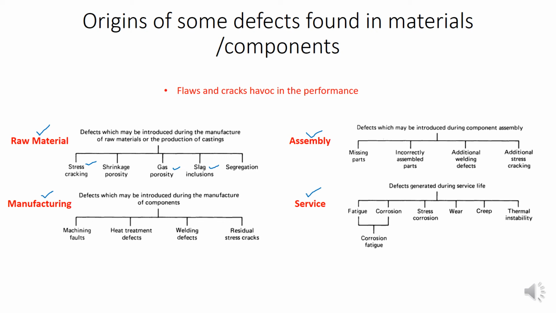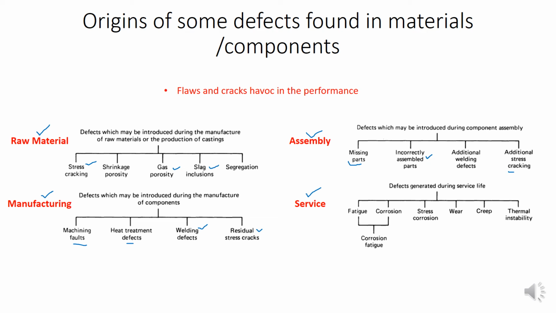So during manufacturing there can be machining faults, heat treatment defects, welding defects, residual stress cracks, and in assembly, likewise, if there are missing parts, if you have done incorrect assembling, and there can be stress cracking also.